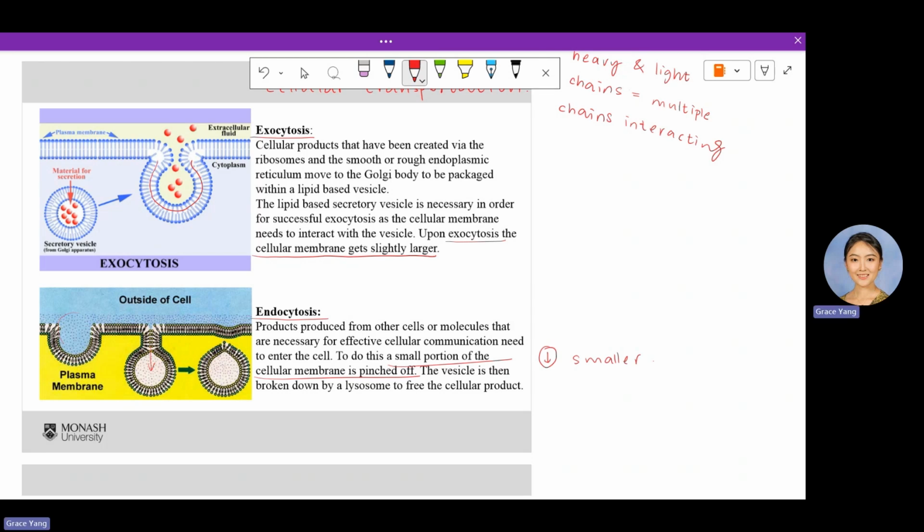Okay, so remember exocytosis and endocytosis are both involved in bulk transport. Bulk means you are transporting a large amount of something. And this process is an active transport process, so that requires ATP. So it requires energy.